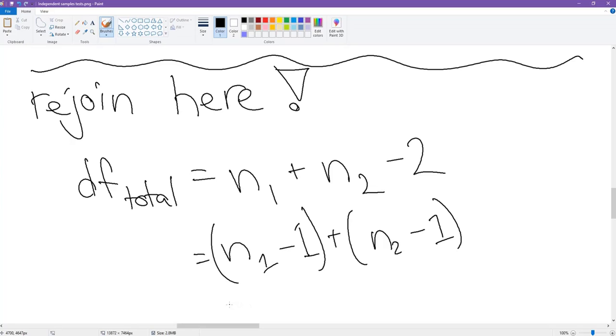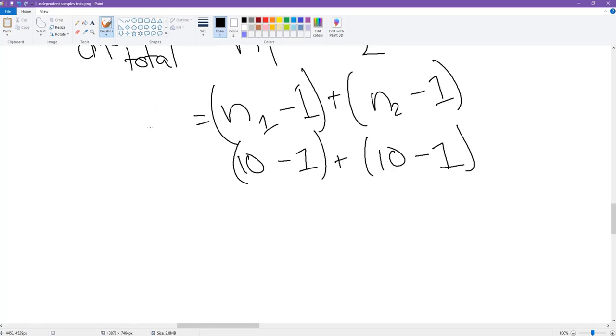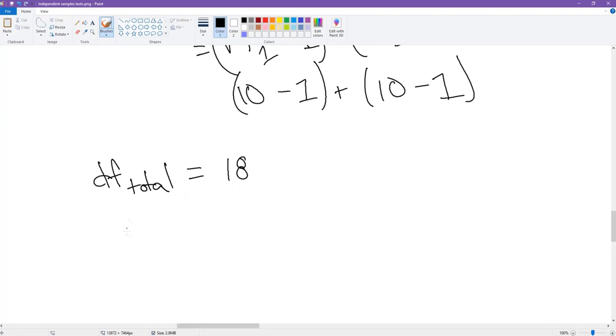So I pretended that we had 10 dogs in our first group, so we're going to subtract 1 from that, and that we had 10 dogs in our second group, and we had to subtract 1 from that. And so what we're going to do now is scroll our way down and say, cool, we have 9 plus 9, that gets us a degrees of freedom total of 18. What are we going to use that for, I wonder? Well, what we're going to do right about now is I'm going to grab us our critical values.